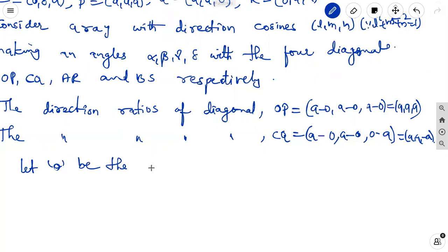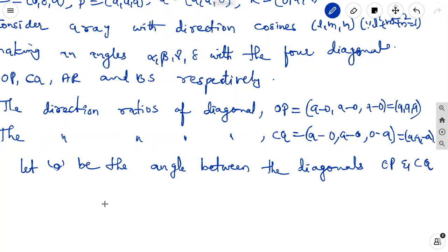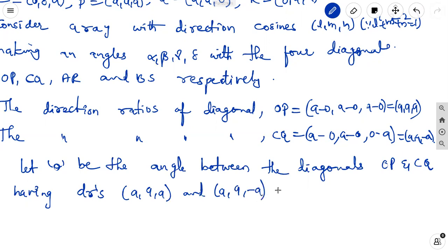Next, we can find out the angle in between of two diagonals, means let theta be the angle between the diagonals OP and CQ having direction ratios A comma A comma A and A comma A comma minus A respectively.